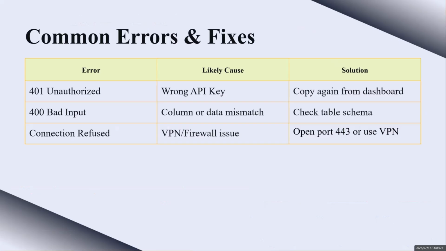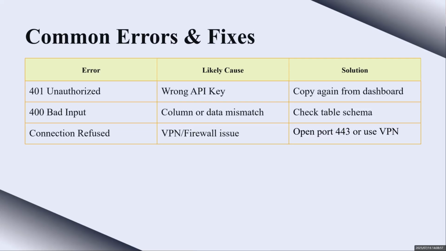Next we will look at common errors and fixes. So in case we encounter some errors like 401 unauthorized, 400 bad inputs, or connection refused, what are the likely causes and what should you do? So let's start with 401 unauthorized. This means that you've put the wrong API key, and all you need to do is go back to the Supabase dashboard and copy the right API key, and even confirm if the annotation key is correct and the project URL link is correct.